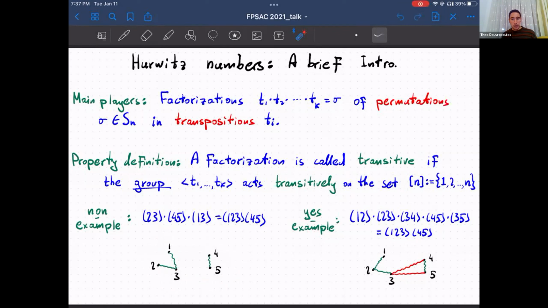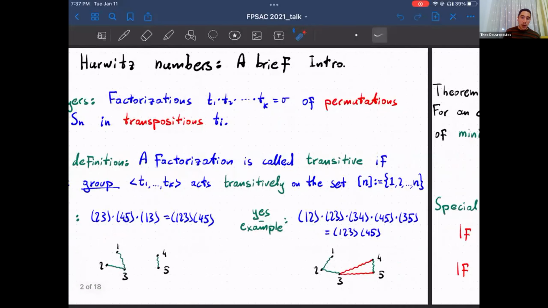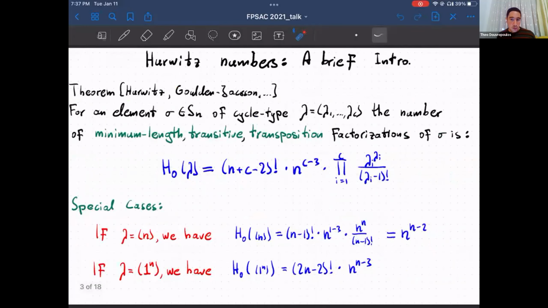So I have for you two examples, one of a not transitive factorization of this permutation. Right? You see we have two connected components, and another one that is actually transitive. Okay. So the other thing now that can vary is the number of factors that you use. Right? If you fix the number of factors, that corresponds to the genus in some nice surface, and those are the Hurwitz numbers of that genus.